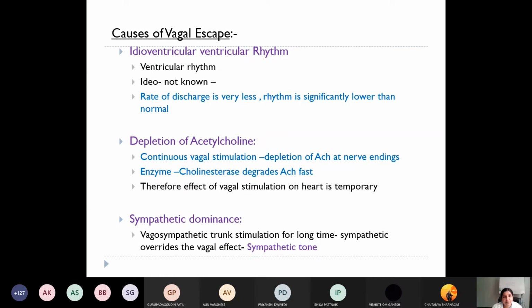Now the third point they tell is sympathetic dominance. It may be, as I told, that the trunk or the preganglionic node we are stimulating is vagosympathetic.